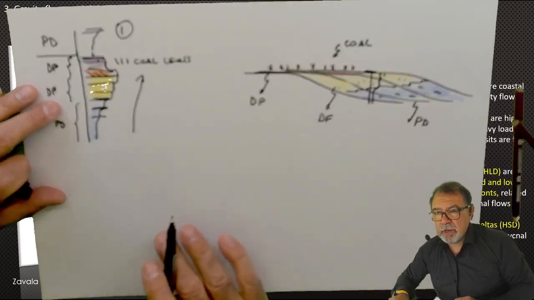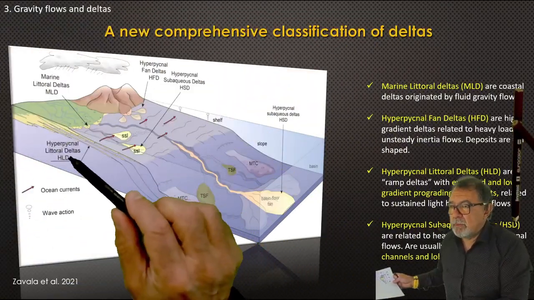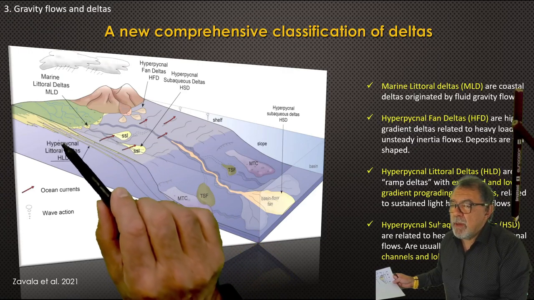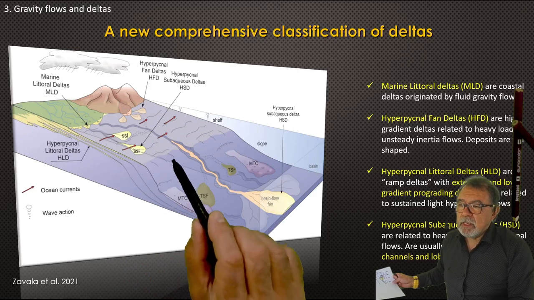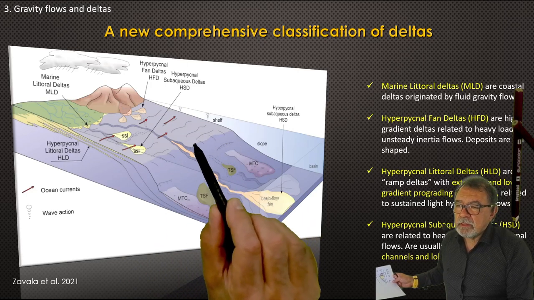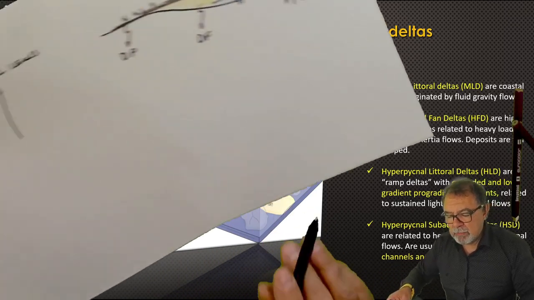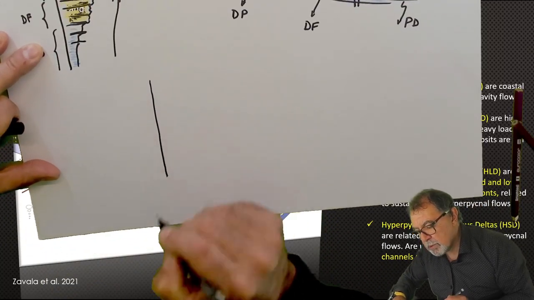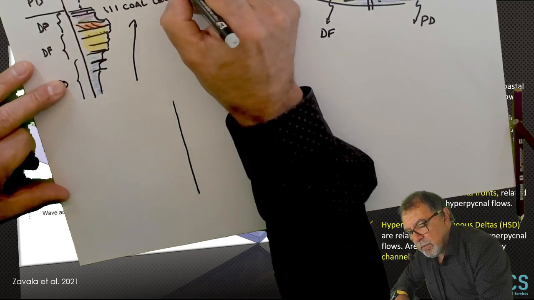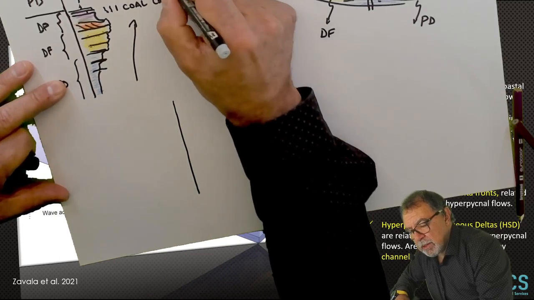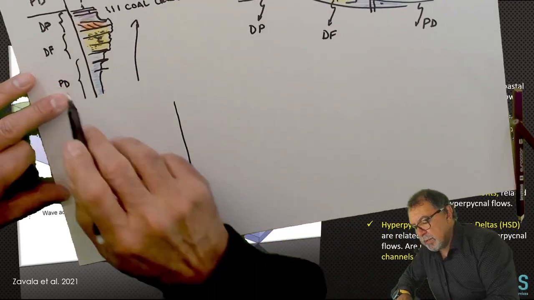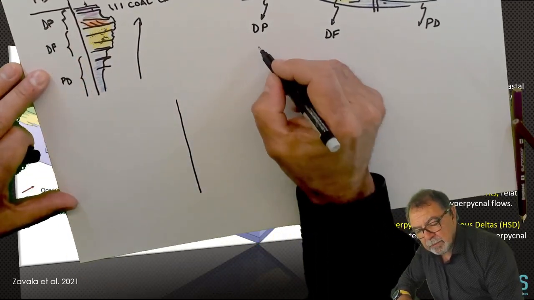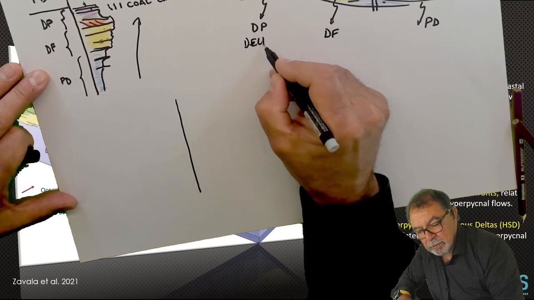The main difference between these marine littoral deltas and hyperpycnal littoral deltas is that the hyperpycnal deltas never have the delta plain on top. So this is the case of marine littoral deltas, in which you have prodelta, delta front, and delta plain.